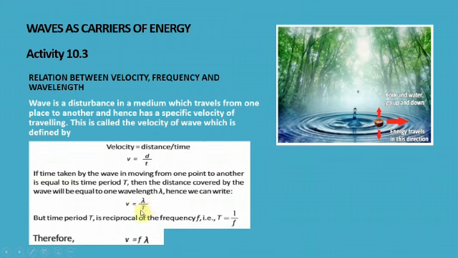Now here you can see the time period is in the denominator, so we can write it as 1 by t multiplied by lambda, and 1 by t is equal to frequency. So in place of 1 by t we can put frequency, multiplied by this lambda, the wavelength. So we got another equation: whenever we want to find the velocity or the speed of the wave, it will not be distance per unit time, rather it will be the product of frequency into wavelength.